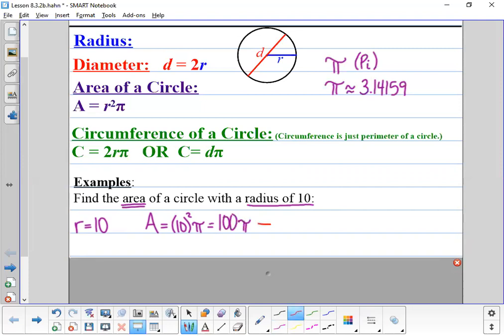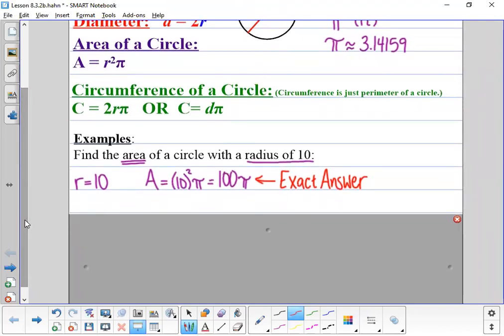You can actually leave your answer like that. This is what we call an exact answer. When we have something like 100 pi, that is the exact answer. Since pi is an irrational number, and that means it never repeats and it never stops, anytime I get it written out as a decimal, I will have to round it, which means that it's no longer exact. It's close, but it's not exact. But I can leave it just like this, 100 pi, and that is exact.